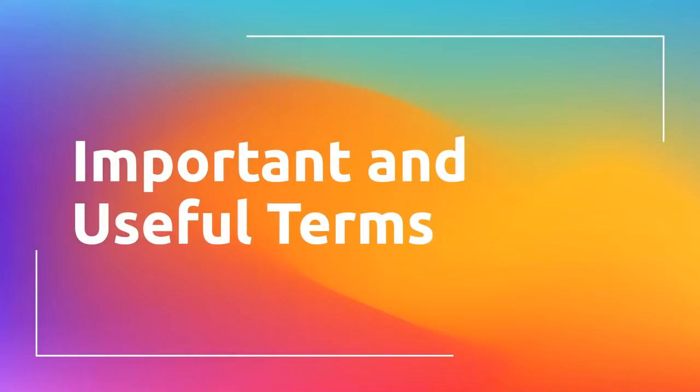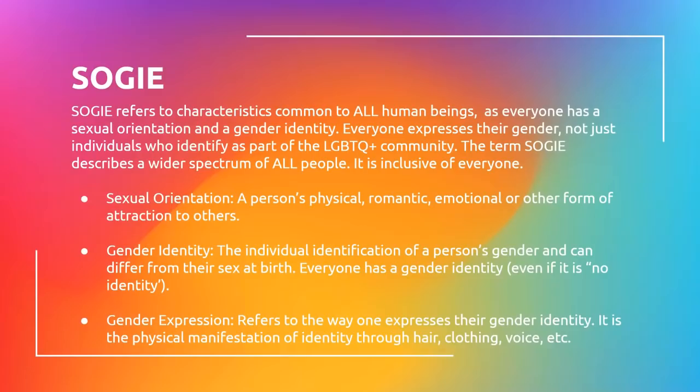First, we're going to be going over some important and useful terms. The first important term is SOGIE, which is an acronym that refers to sexual orientation, gender identity, and expression. SOGIE refers to characteristics common to all human beings, as everyone has a sexual orientation and a gender identity. Everyone expresses their gender, not just individuals who identify as part of the LGBTQ community. The term SOGIE describes a wider spectrum of all people.